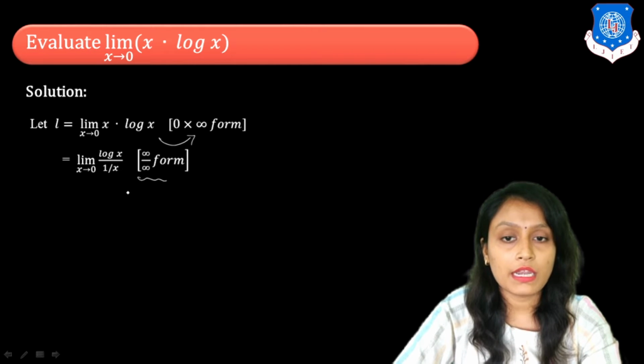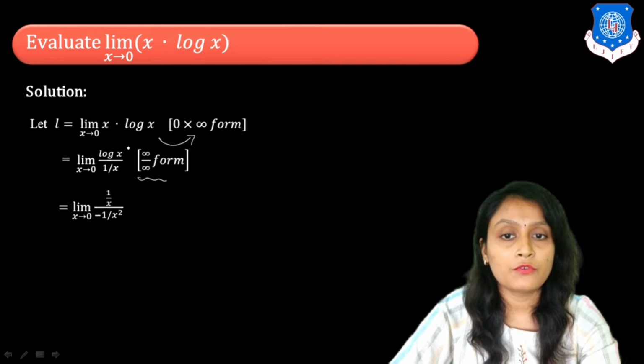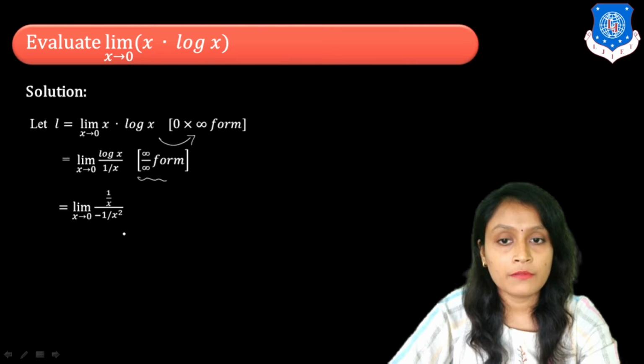Okay, so now we can apply L'Hopital's rule, means we have to take derivative of numerator and denominator separately. So derivative of log x is 1 upon x and derivative of 1 upon x is minus 1 upon x square. Simplify this, so you will get limit x tends to 0 of minus x. Now substitute x is equal to 0, so you will get answer 0. Okay, so the answer of the limit is 0.